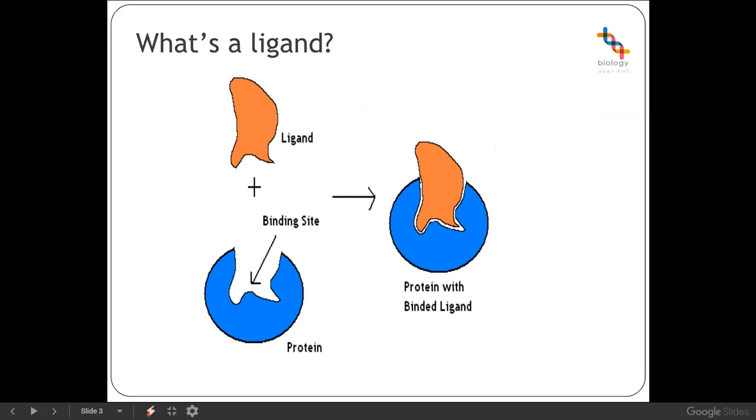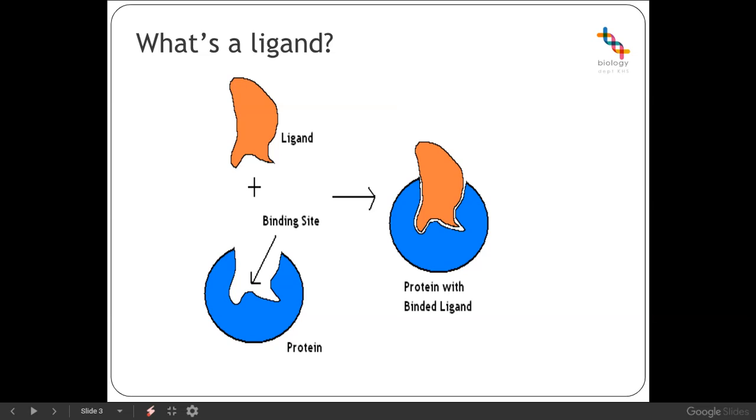So to start off, we need to consider what a ligand actually is. It's any substance which can bind to a protein. It's usually specific to that protein, and it has a shape which is specific to the binding site of that protein. So for example, if our protein was an enzyme, its substrate would be considered the ligand.